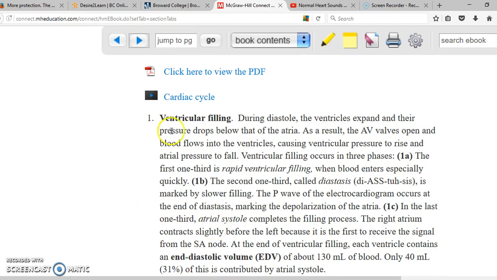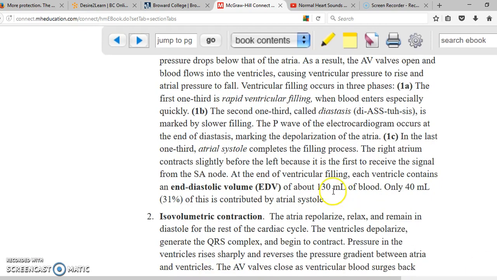So if you have in here the cardiac cycle, again, we said first is ventricular filling, right? Ventricular filling. So I told you it's more or less 130 milliliters of blood. That's the ventricular filling. Okay.